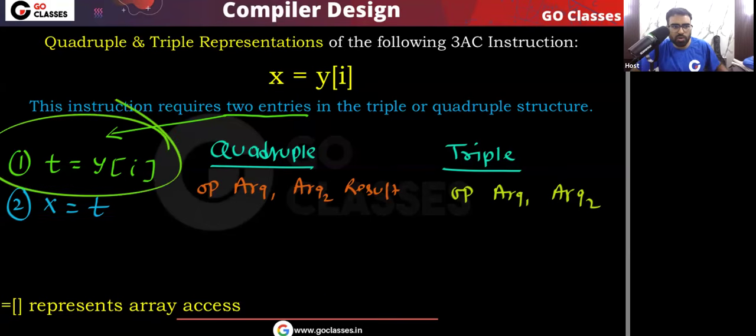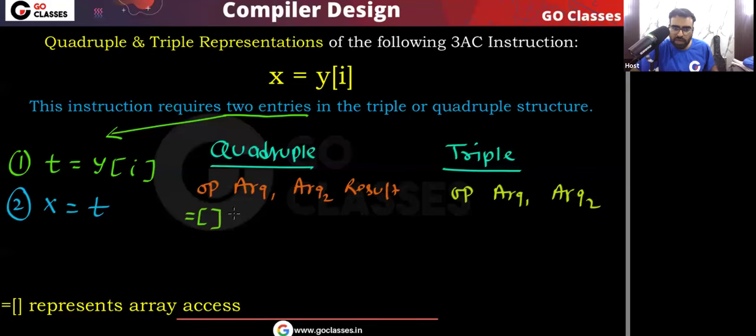So tell me how to store this first instruction. The operator you already understood. That operator is basically assignment bracket. Why? What is the reason? Because you can notice that this operator is on the right side of assignment. Remember like this, very simple, that this operator is on the right side of the assignment.